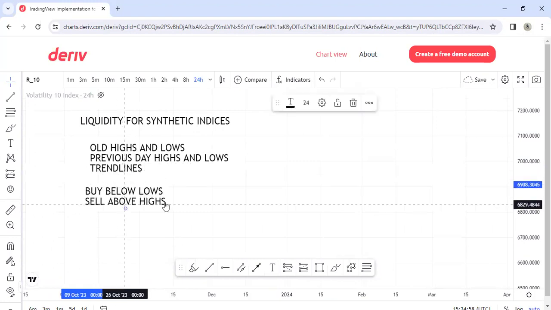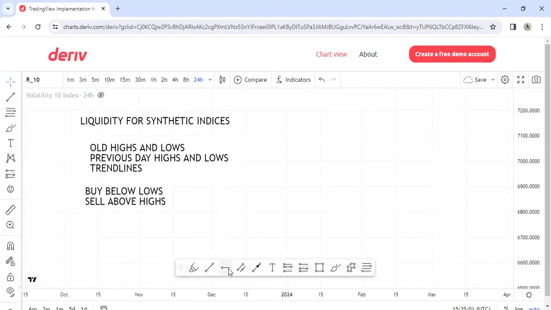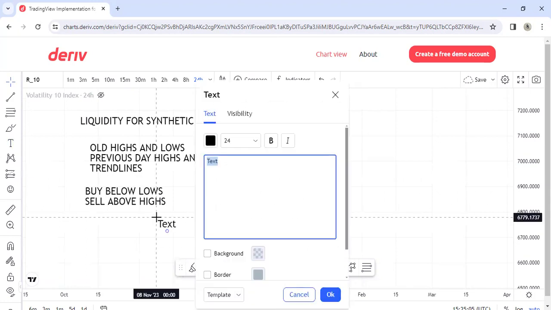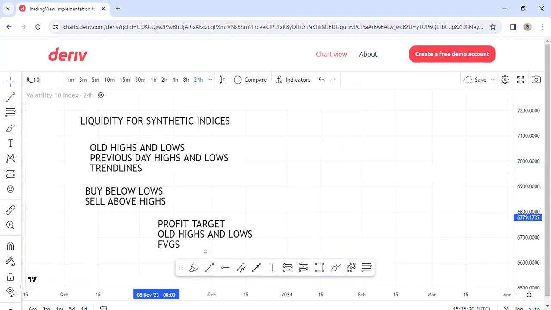He's looking to take trades, and this is how he does it. In terms of profit targets, a smart money minded trader is targeting what? Old highs and lows for take profits, and then also targeting fair value gaps for his take profits. I will explain that, right?